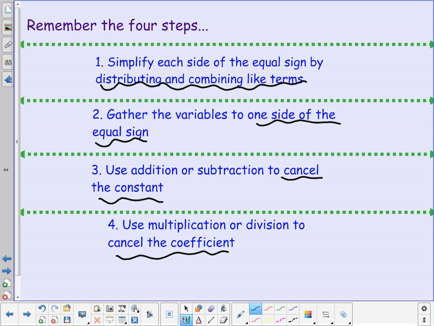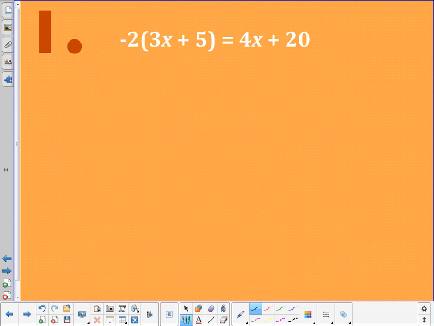Okay, so those were the 4 steps. Now, those 4 steps are still the same. We're still doing the same type of thing with inequalities today. So that's why we make sure we're really strong on those. Let's just do a few more equation examples and talk about those together. In number 1, it says negative 2 times the quantity 3x plus 5 is equal to 4x plus 20.